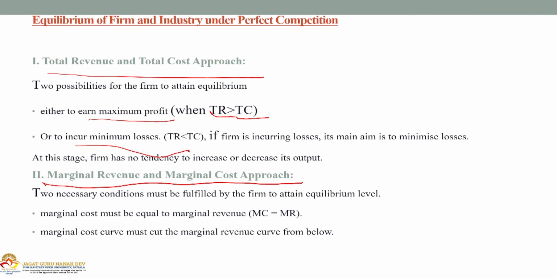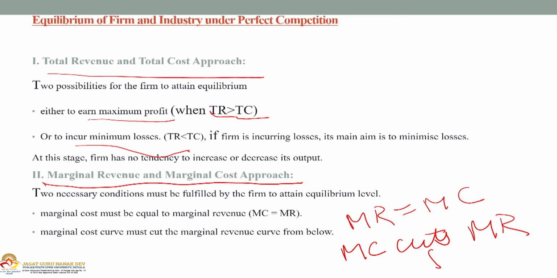Coming to the next approach, that is marginal revenue and marginal cost approach. Again, there are two necessary conditions which must be fulfilled by the firm to attain equilibrium level. First is marginal cost is equal to marginal revenue, and another is marginal cost curve cuts marginal revenue from below. Equilibrium will be determined at a place where both these conditions will be satisfied. That is, marginal revenue is equal to marginal cost, and second is marginal cost curve cuts marginal revenue from below.